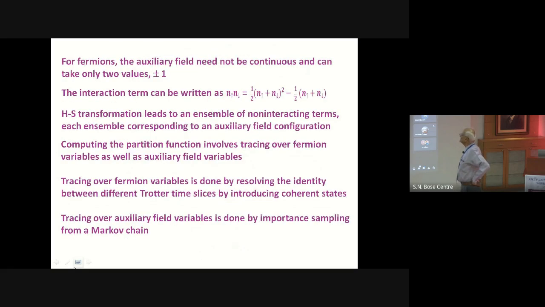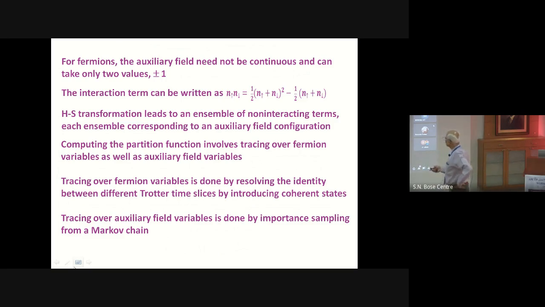Once you do that, it can be shown that for fermions, the auxiliary field need not be continuous. S can only take two values, plus 1 or minus 1. So it is not an integration, it's just a summation. And for every interacting term, s a, you will have one auxiliary variable, which can take two values, plus or minus. So if you have n interacting terms, you will have n auxiliary variables.